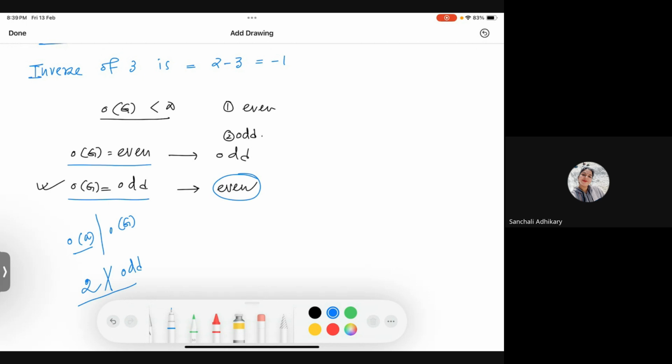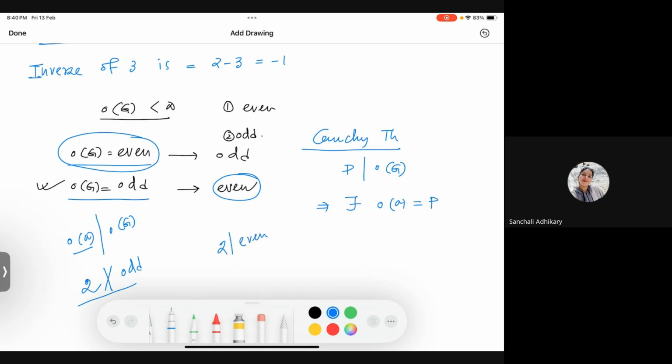And if the order of the group is even, there is a theorem called Cauchy's theorem. Since 2 is prime, Cauchy's theorem tells us that for any prime p which divides the order of the group, there exists an element a whose order is p. So since 2 divides an even number, there exists at least one element of order 2.